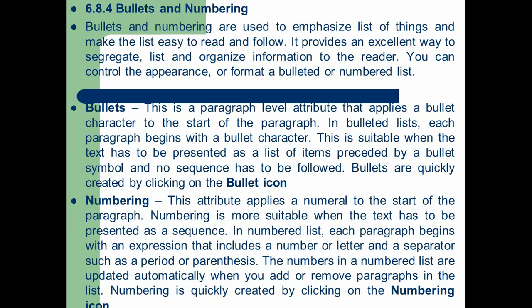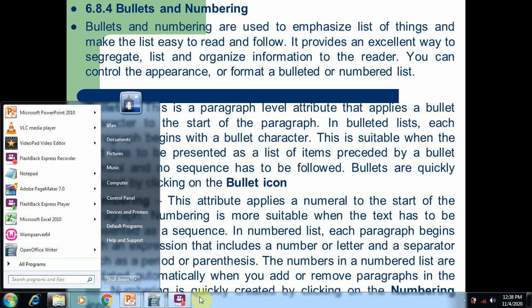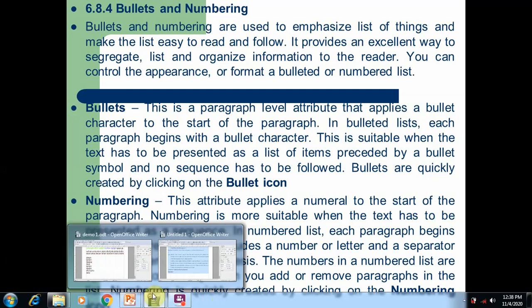So bulleting format will apply any one of the shapes as a point for every item in the list, whereas in numbering format each and every item in the list is numbered in an order. So generally we can say bullet option is used to create unordered list and number option is used to create ordered list. We can create this bullet and number list by using the bullet or numbering icons. Now we are going to see how to create a bulleting numbering icons list in OpenOffice Writer.